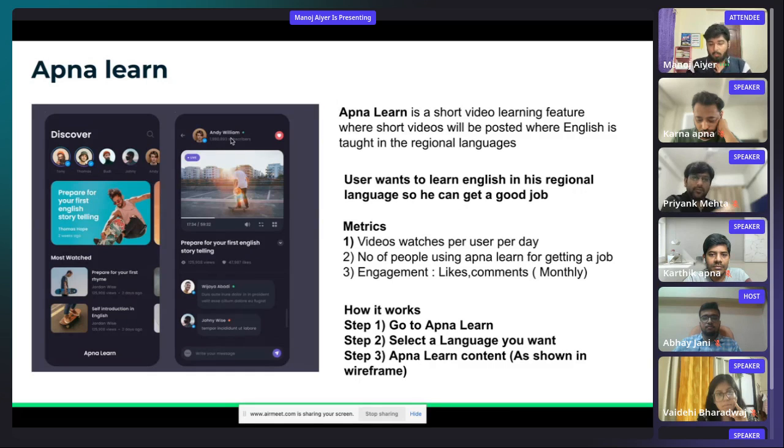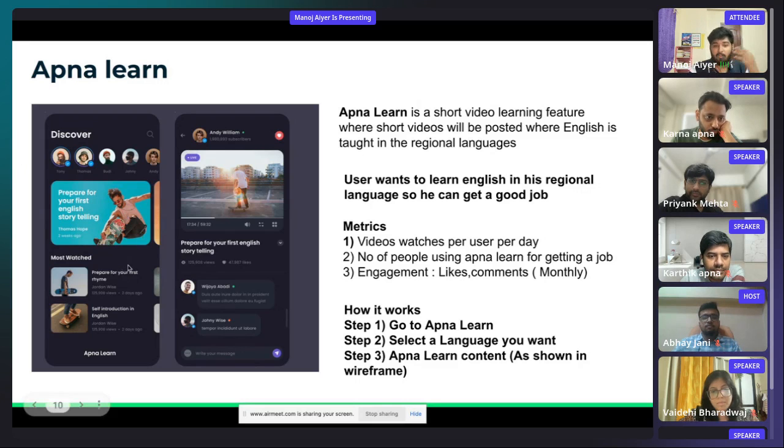So why a short video learning platform? Because if you see the adoption of short videos like Reels, Moj, Chat, etc., there are a lot of people from different regions, especially in India, which is a country with a lot of regional languages, and they are using those platforms. So if you have something similar that would help people learn English, it would be very easy for users to adopt the habit because they have already been using such platforms.